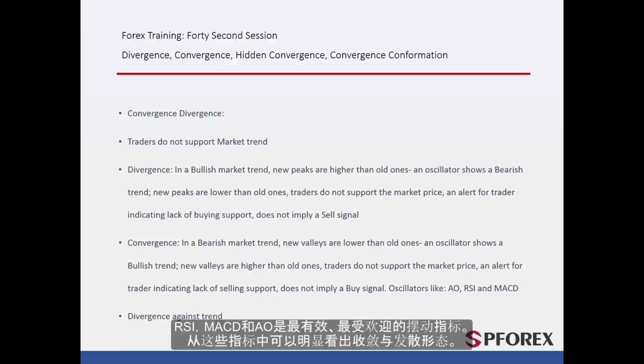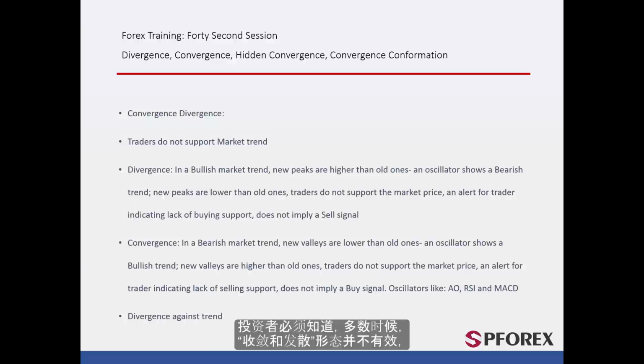RSI, MACD, and AO are the most effective and popular oscillators which can detect convergence and divergence considerably. Traders must consider that most of the time divergence and convergence are not valid, and they do not show correct trend direction due to the fact that they have opposite direction of a market trend.